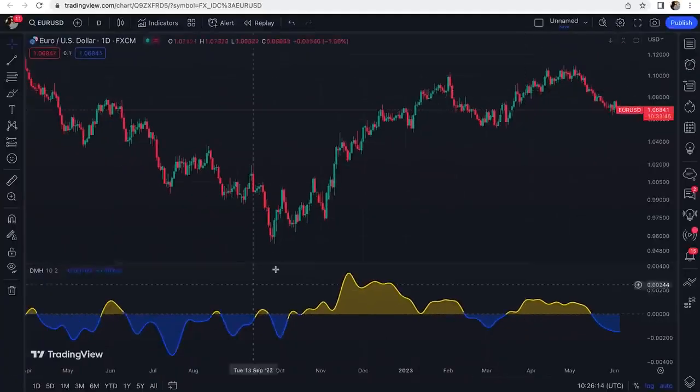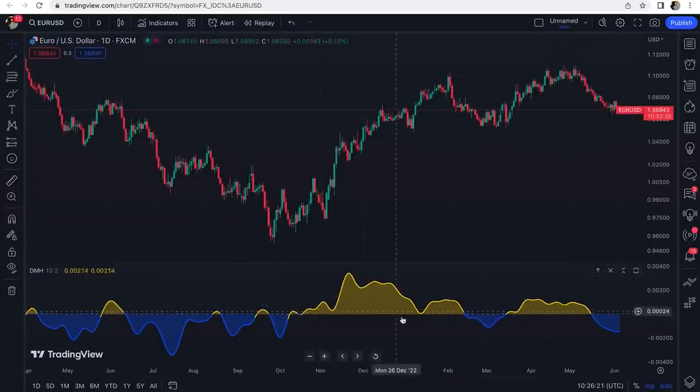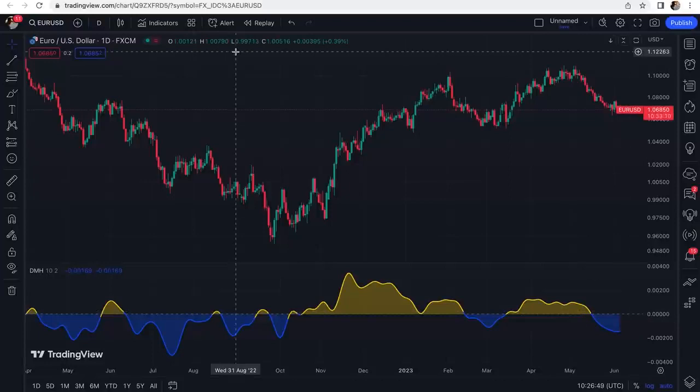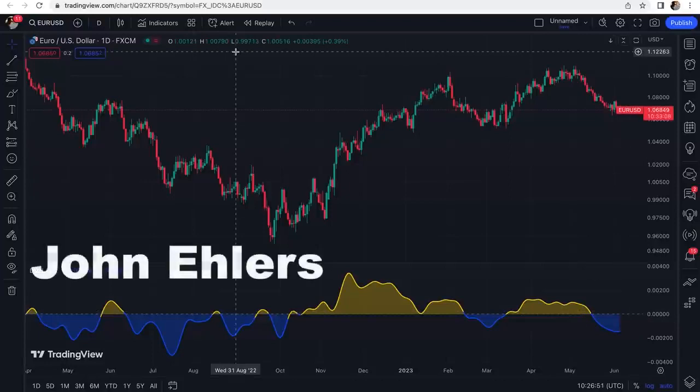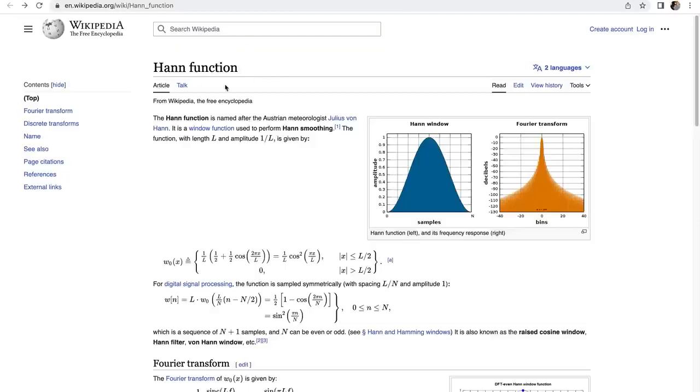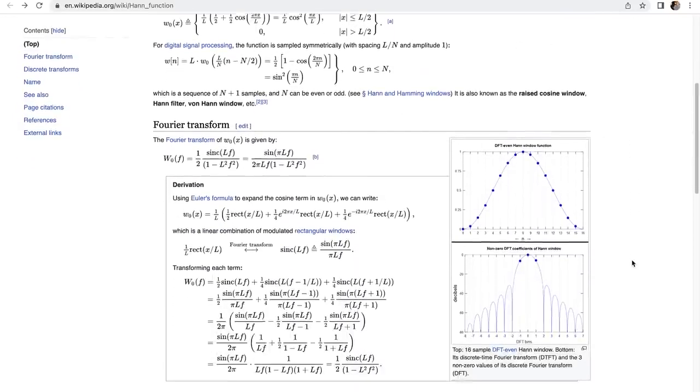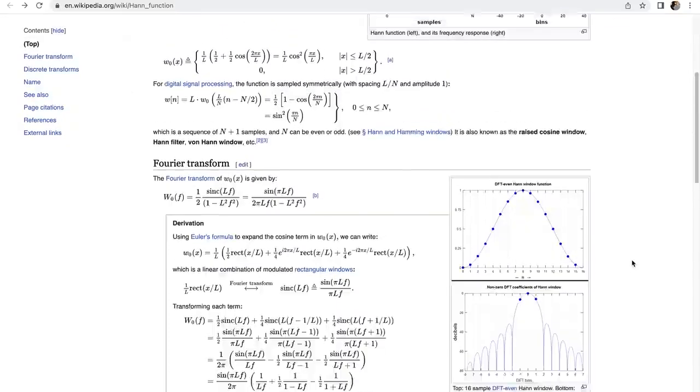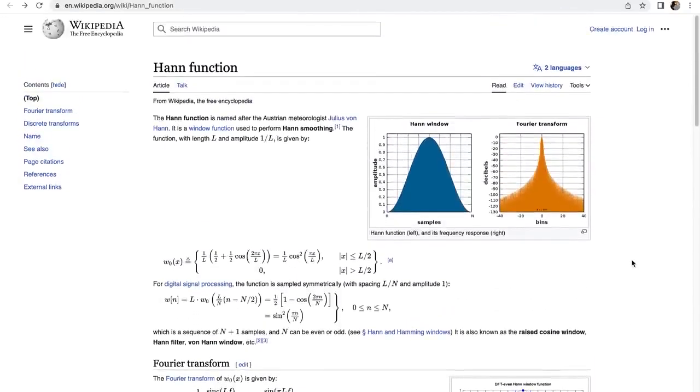Alright, this is the indicator, and as you can see, it's in the form of an oscillator that is moving above and below the center line, which is 0. This indicator was originally developed by John Ehlers, and it's built based on the Hann function. Hann function is applied for signal processing using a fast Fourier transform, and by processing data using this function, more realistic results can be obtained.